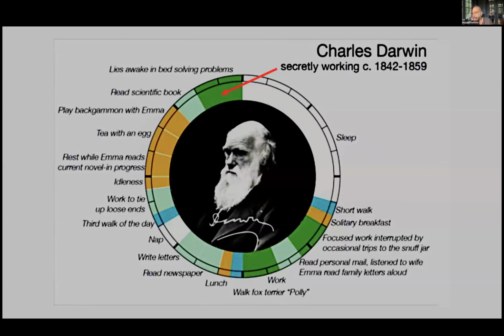And I love this because Darwin, perhaps one of the most influential thinkers in human history, appears to have only spent 5 hours a day formally working, and this during the most productive and healthy period in his life, when he wrote The Origin of Species. And 2 of these hours were spent lying in bed, quote, solving problems before he went to sleep.